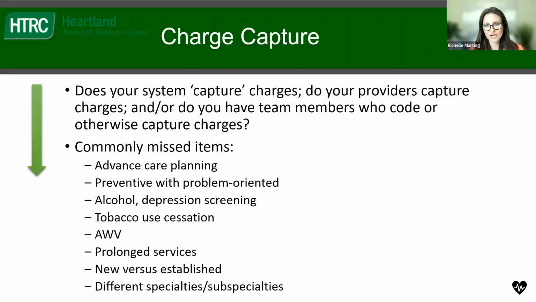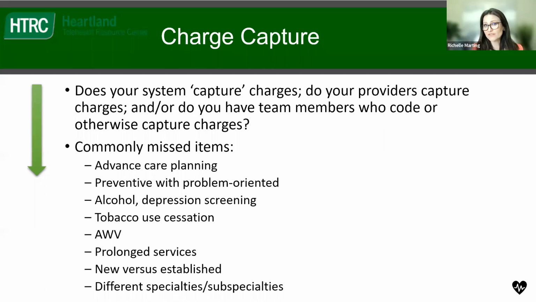What you do in the charge capture phase may vary depending on whether your system automatically captures charges, meaning it can look at a note and identify, based on orders and orders that have been completed, that an evaluation and management service has been rendered. If time is being documented, maybe it can capture prolonged service codes and time.